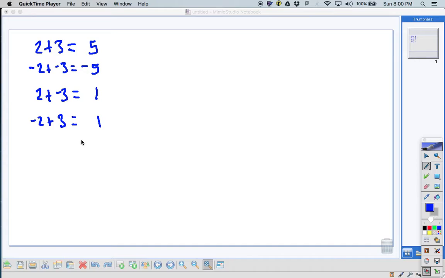Now you have to decide upon the sign of your answer. The way you do that is you look at the bigger number. In this case, 3 is bigger than 2, so the sign here is negative, so this is negative 1. Here, 3 is also bigger than 2, but this time the sign is positive, so the answer is positive 1.